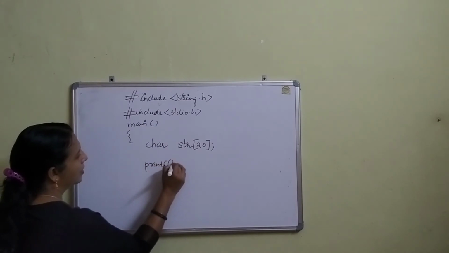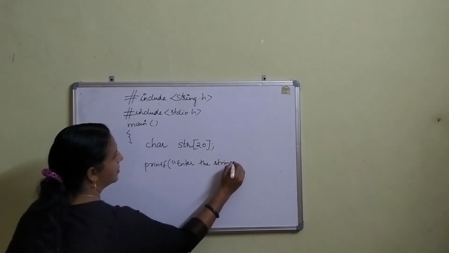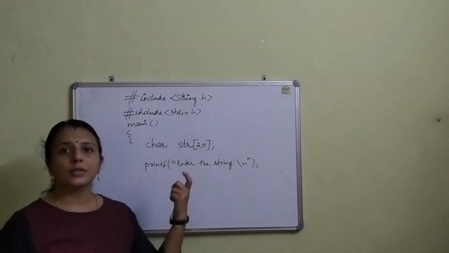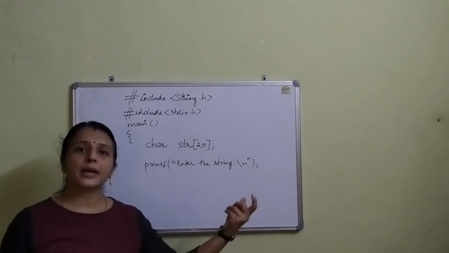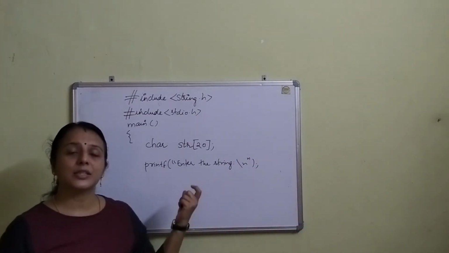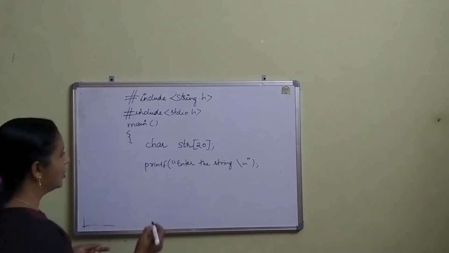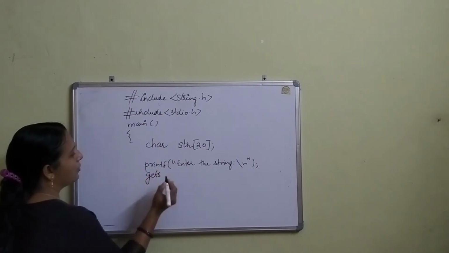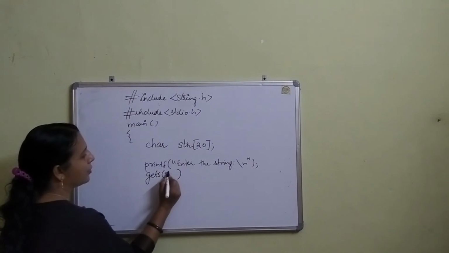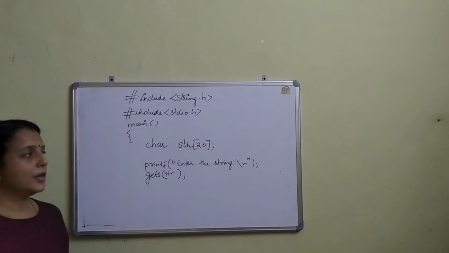Now what will be the statement? printf("enter the string"). Suppose this string may contain one word, two words, or more than two words. So you have to use gets. It is better to use gets here rather than using scanf with %s. So you get the string from the input device, and for that you provide the name of the character array: gets(str).